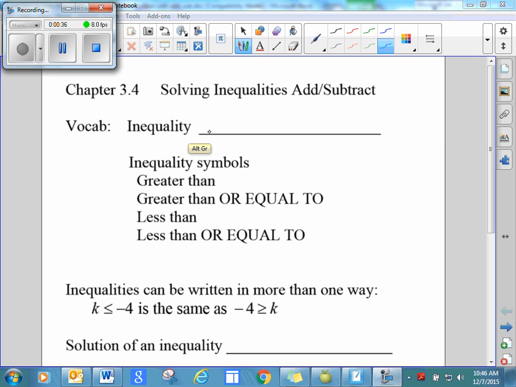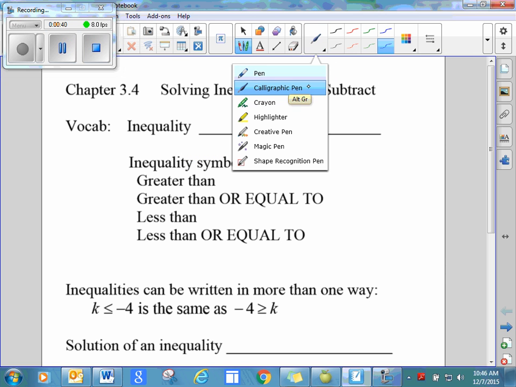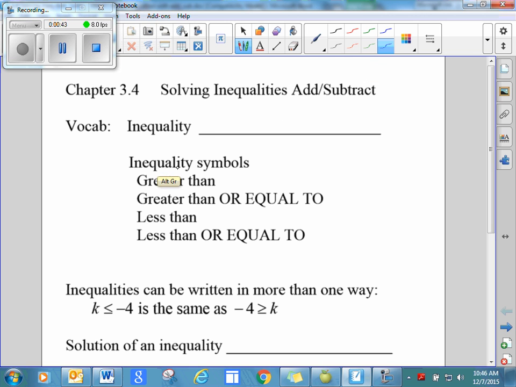So you can see on page 140 the definition of the word inequality, and you can copy that. Just like an equation was a statement, a math sentence formed by placing an equal sign in between two expressions, an inequality is two expressions with an inequality symbol between them.